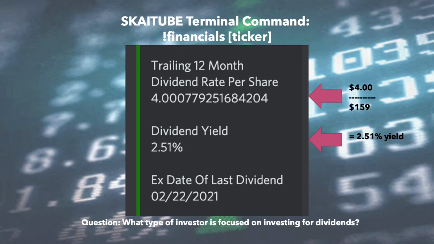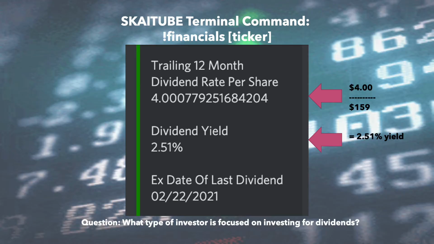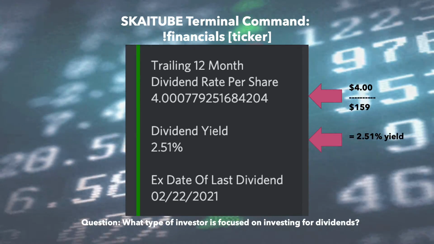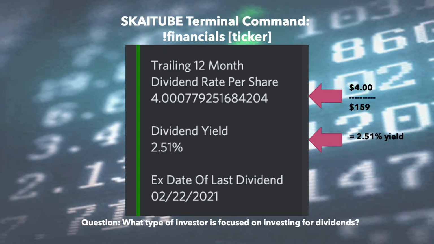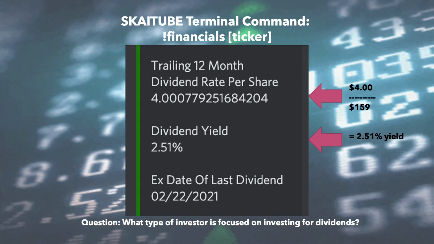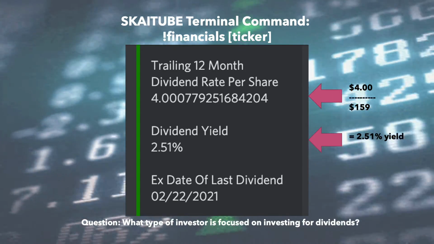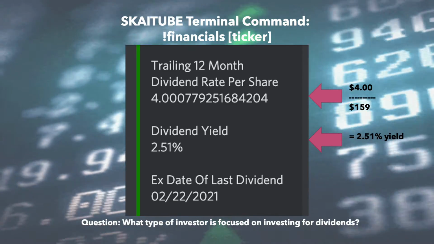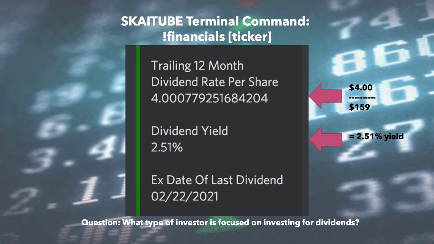And if you guys are still confused about how to calculate the dividend yield, we have a little formula on the side. So we have the annual dividend, $4, divided by the current Johnson & Johnson stock price, $159, and that gives us the 2.51% dividend yield.